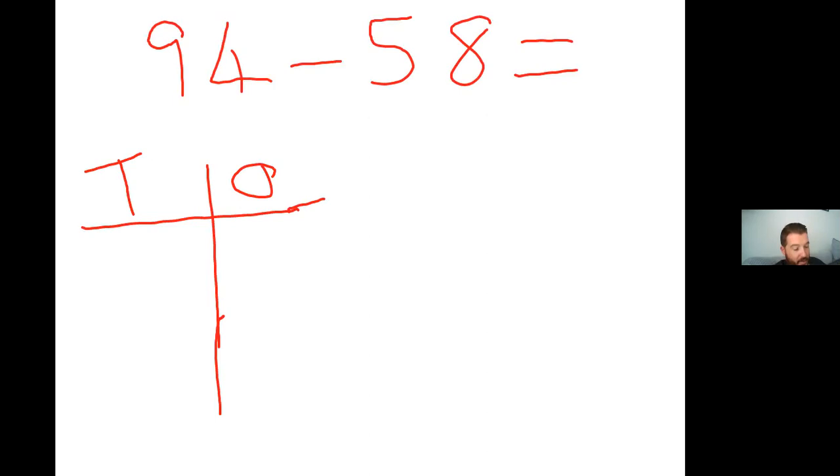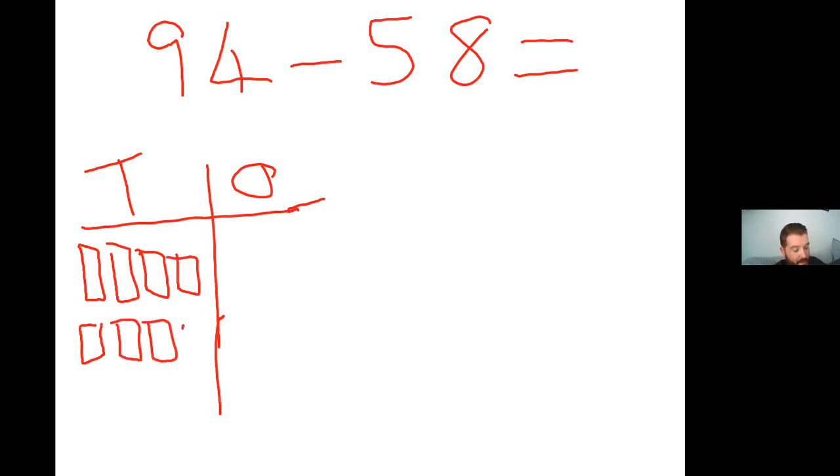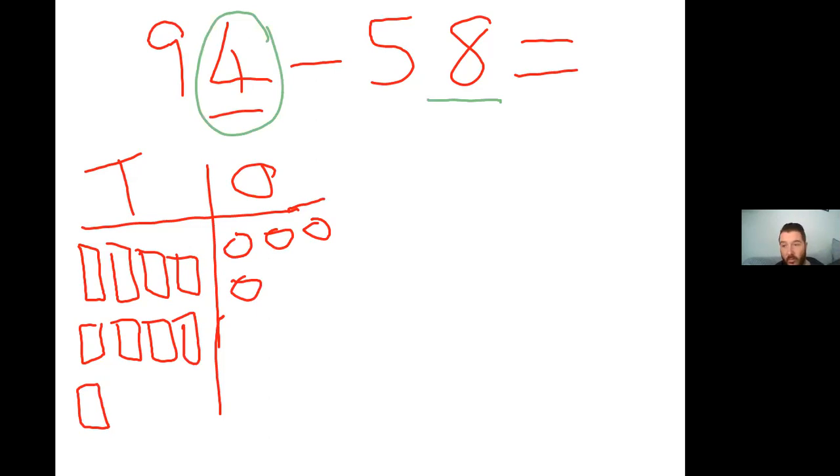So I'm going to do 94, 9 tens. 1, 2, 3, 4, 5, 6, 7, 8, 9. So I've got my 9 tens. Need my 4 ones. 1, 2, 3, 4. Now, check first of all, because it's subtraction. Can we take that number away from this one? No, we can't, can we? So I've only got 4 here. 1, 2, 3, 4. If I try and take away 8, I can't do it, can I? So I need to exchange 1 10 for 10 ones.